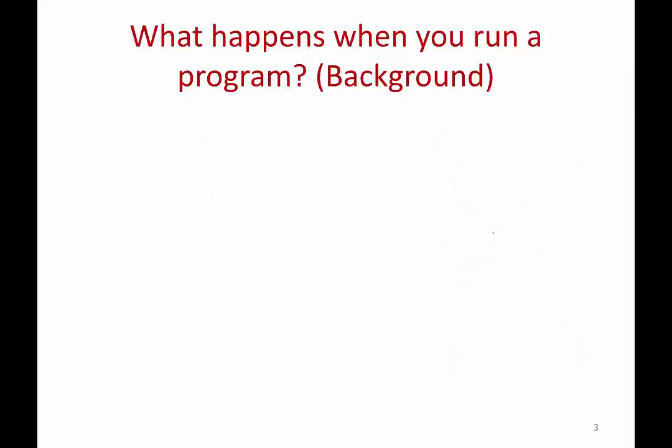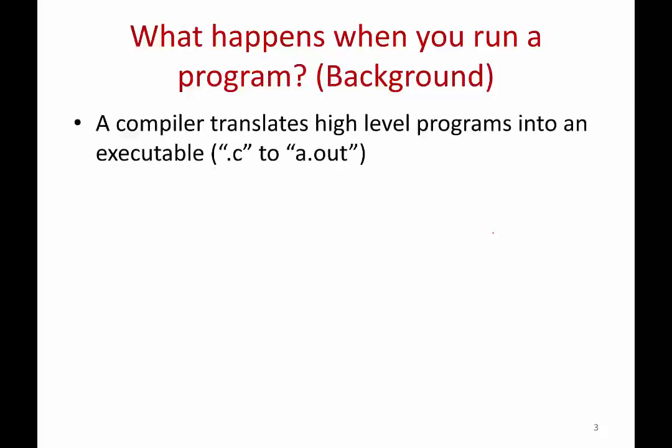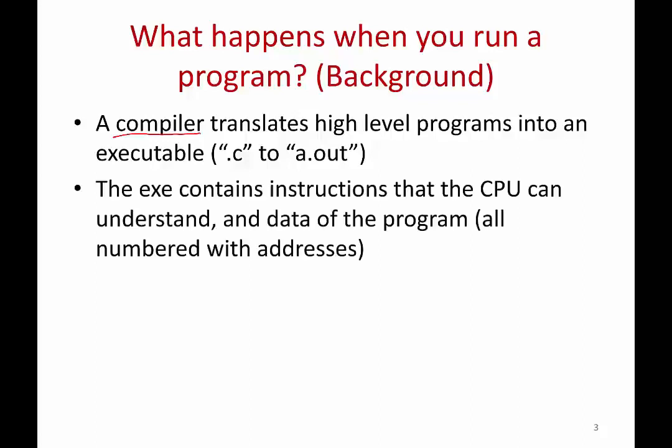So before we understand what an operating system is, let's just see what happens when you run a user program, right? So some background first. When you write a program, say a C program, what happens? A compiler translates the program into an executable. Say when you compile, you get an a.out on the disk, right?